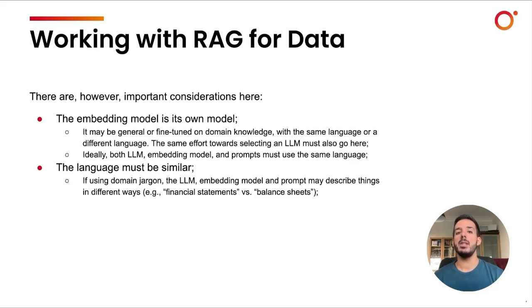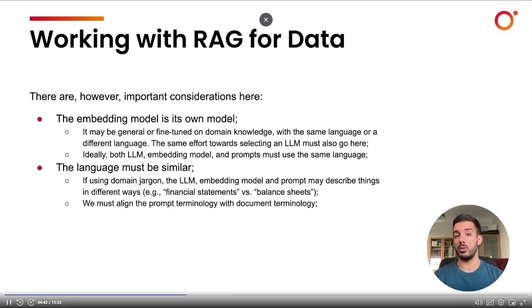And this is a trap that is easy to fall into because even if you train your models and use the same language in the prompts, if you include a document and you create embeddings based on that document that doesn't use the same language, that's already enough to destabilize your results. So we have to align the prompt terminology with the document terminology, if you will. They should all be consistent.